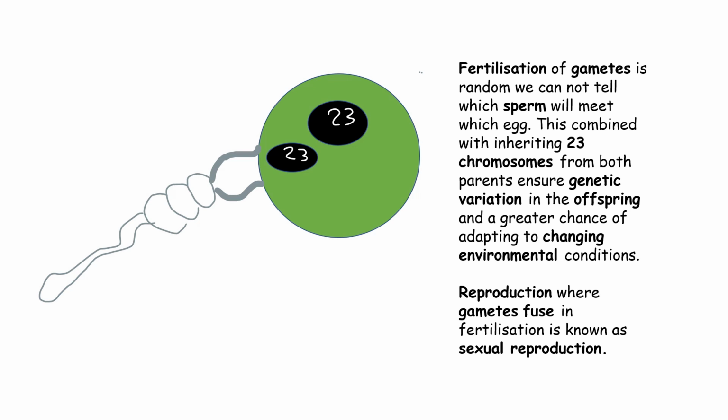Fertilization of gametes is random. We cannot tell which sperm will meet which egg. This, combined with inheriting 23 chromosomes from both parents, mother and father, ensures genetic variation in the offspring and a greater chance of adapting to changing environmental conditions. Reproduction where gametes fuse in fertilization is known as sexual reproduction.